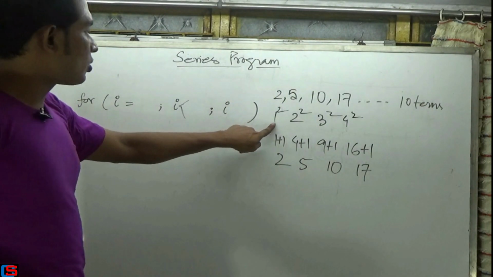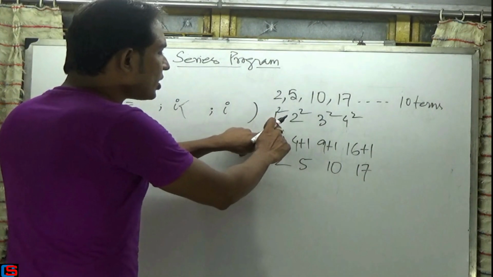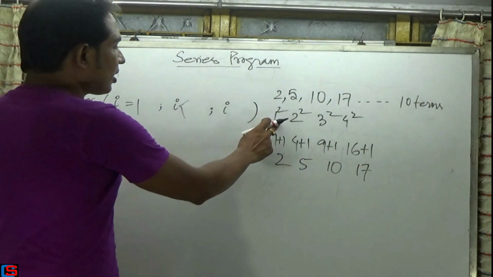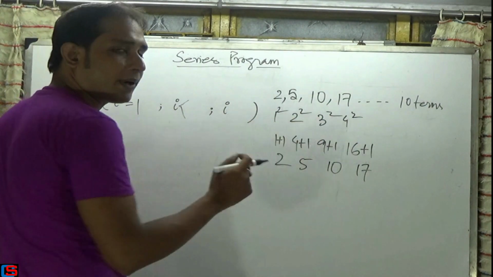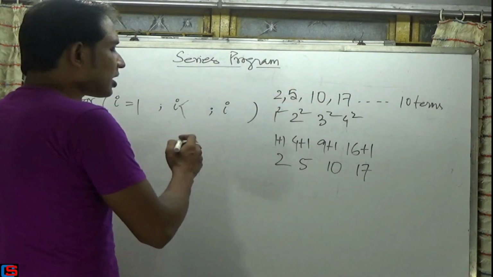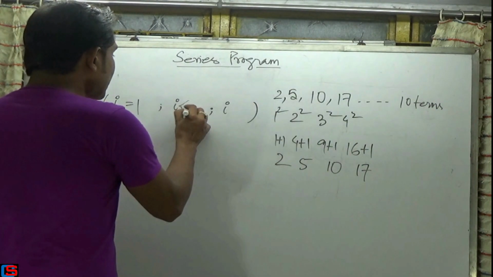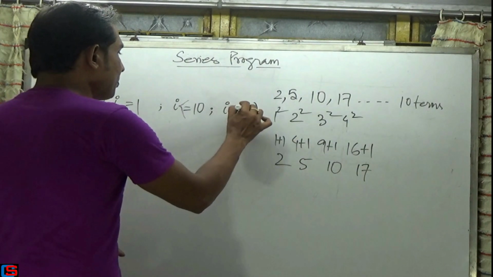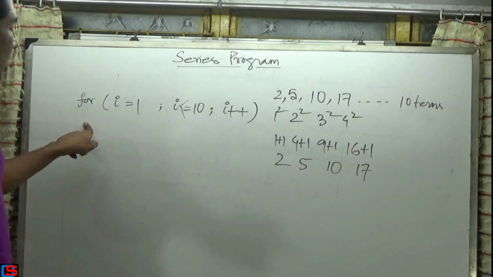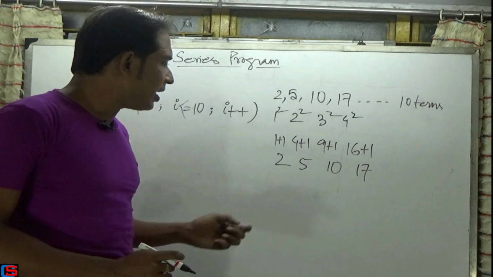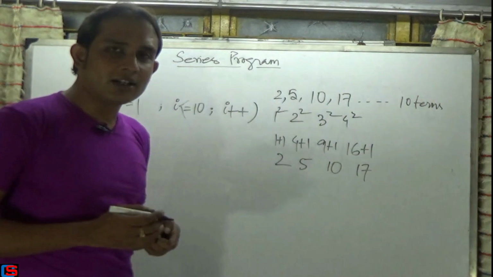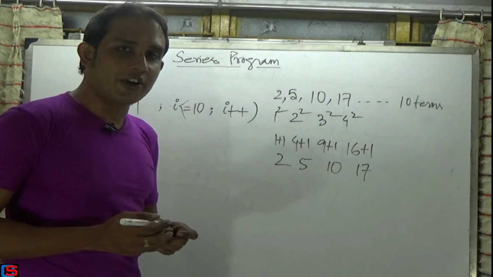So you can see the loop will start from 1. So loop will start from 1, and after 1, as the value is increased by only 1, so up to 10 terms, that means 1 to 10, so the loop will execute up to 10, and then as the value increases by 1, so it is i++. And within this looping statement, we are going to square the i value, and then add 1 to it, then the series will generate.